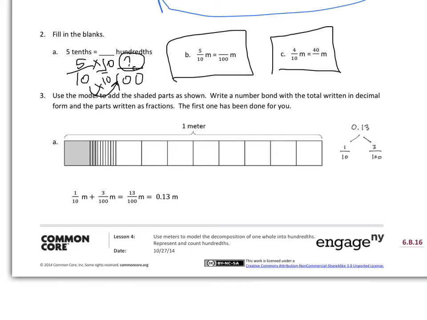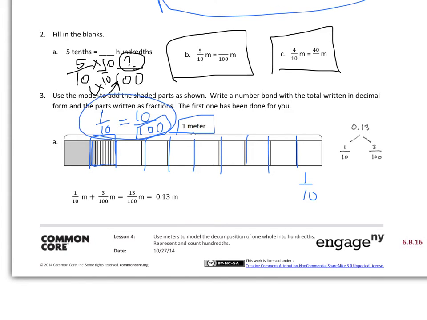For part 3, it says use the model to add the shaded parts as shown. If you look at the first part, we have this broken into tenths. I'm going to show you this a little bit closer. You see these 10 sections here. These are tenths, and each of those is worth 1 tenth. What they've done here is they've started to show the centimeters. They broke that 1 tenth into its equivalent, which is 10 hundredths. So they made 10 smaller lines, and if they broke this whole meter into those small lines, there would be 100 of them. And then there's 10 that are shaded here.